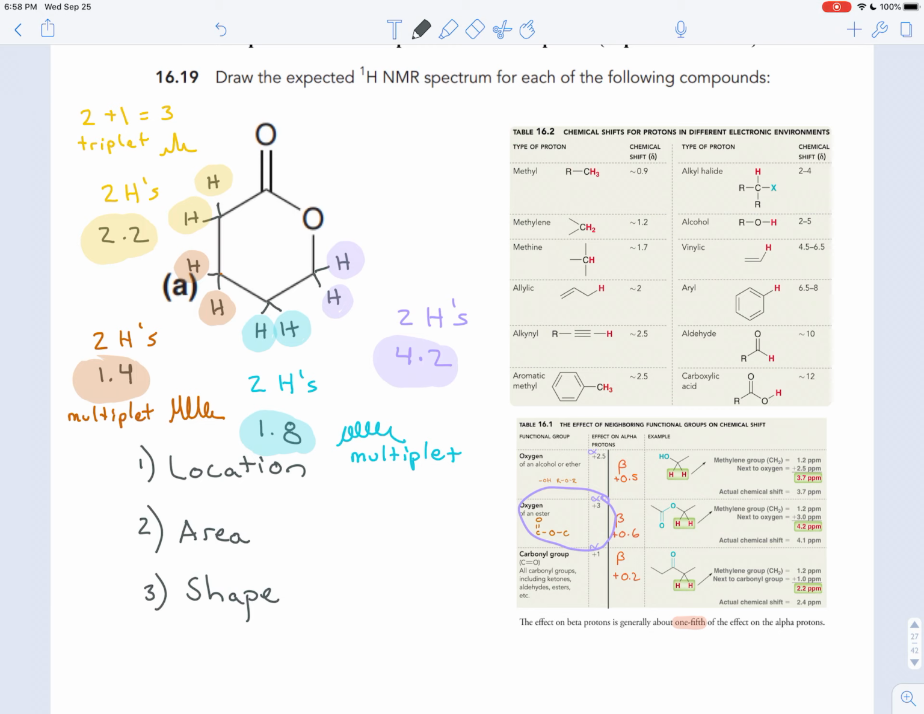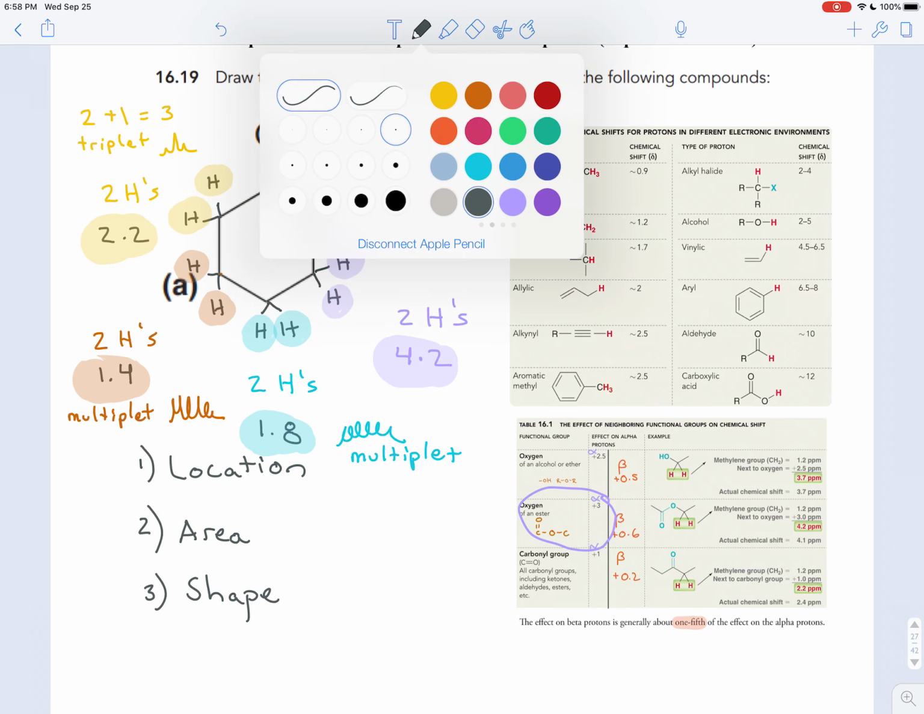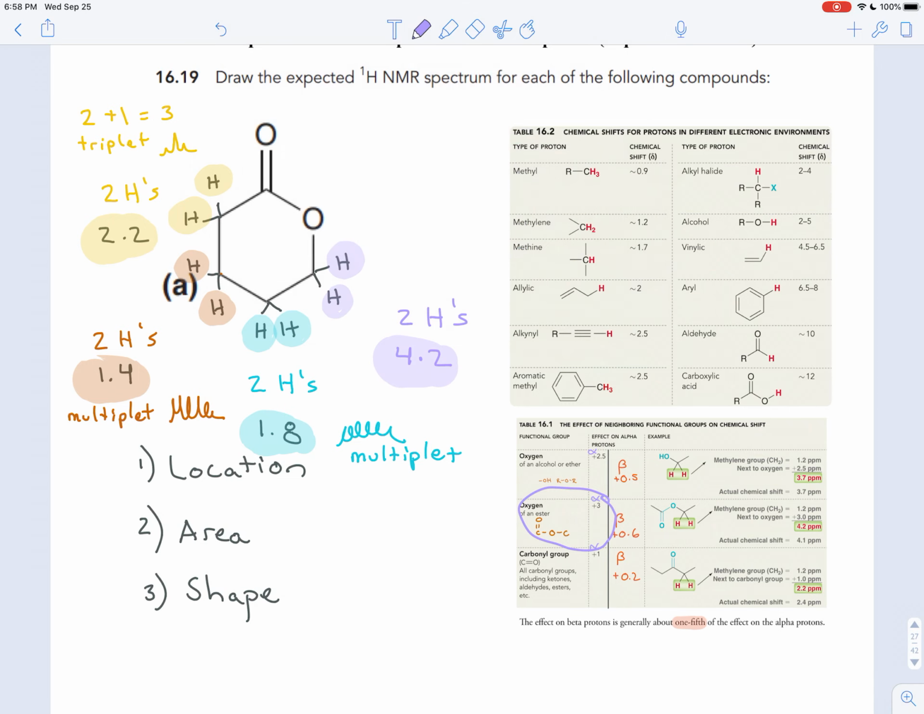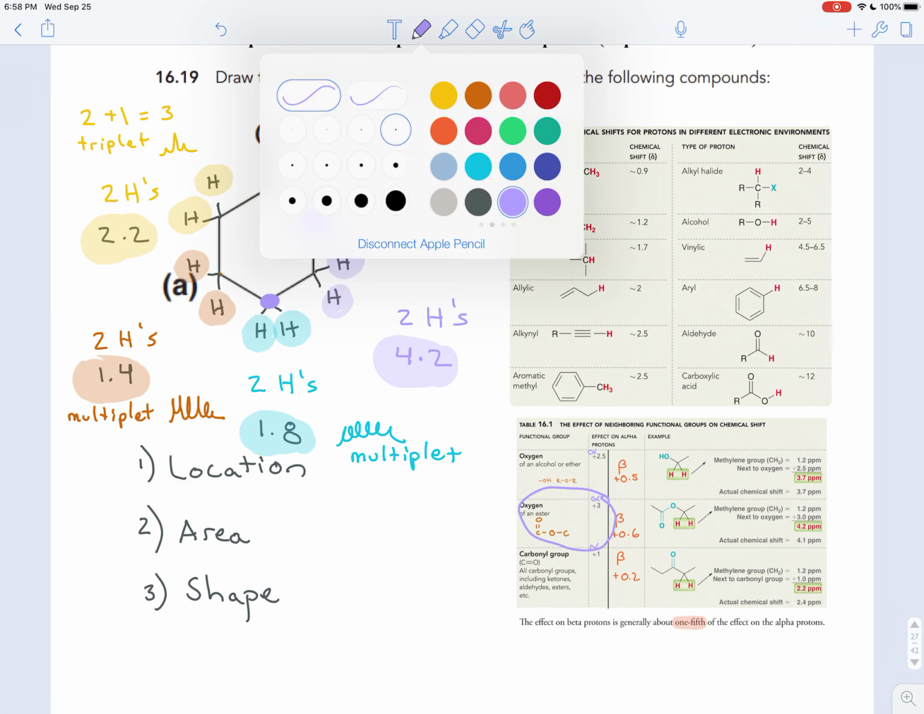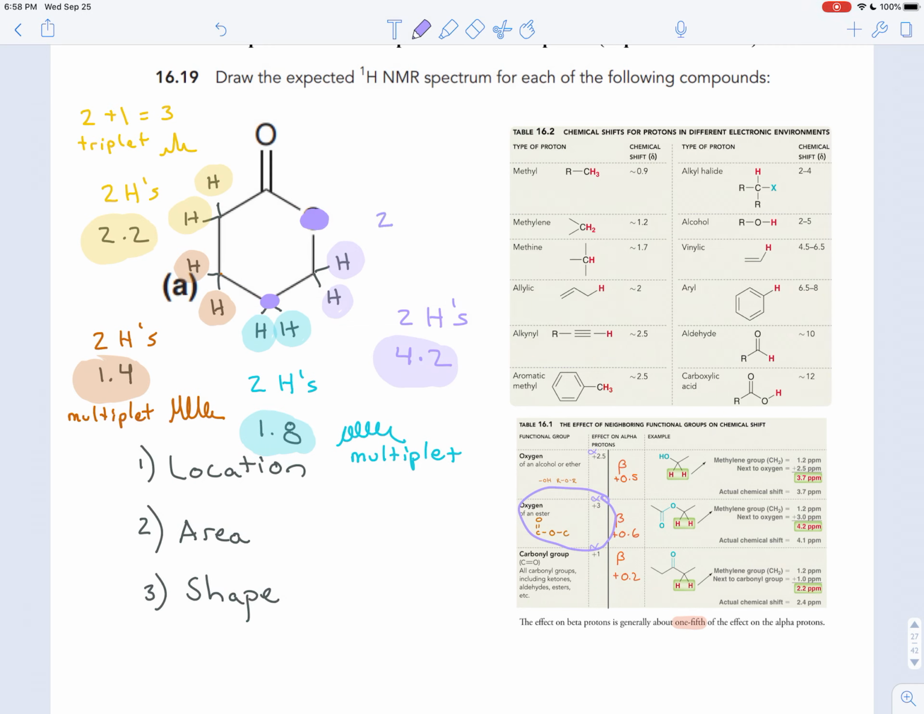Okay. Last but not least, the purple hydrogens. Those have no hydrogens adjacent above it and 2 hydrogens adjacent below it. So here you have 2 hydrogens on that side. And so following the n+1 rule, you'd have 2, those are the adjacent hydrogens, plus 1, the peak will show up as a triplet. You'll have 3 spikes. So 1, 2, 3.